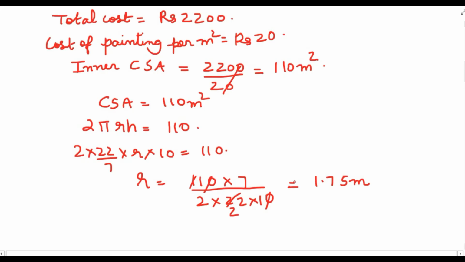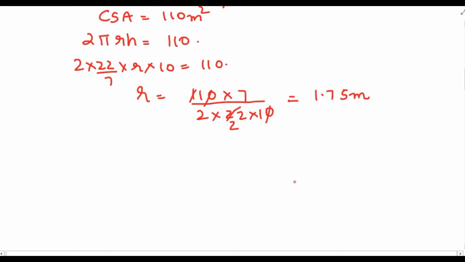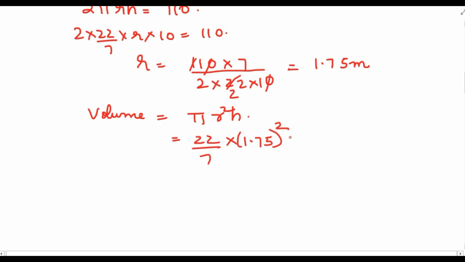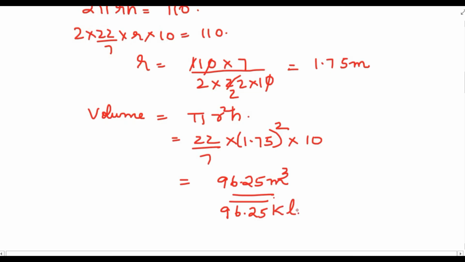Again, one more thing we need to find. We got the radius, we got the inner curved surface area. Next is the volume of the cylinder. Volume of the cylinder is equal to pi r square h, 22 by 7 into 1.75 the whole square, h is 10. So which is equal to 96.25 meter cube. This is the volume of the cylinder, or you can write 96.25 kiloliters, because 1 kiloliter is equal to 1 meter cube.